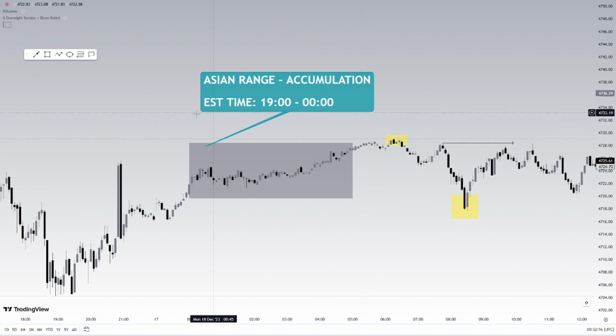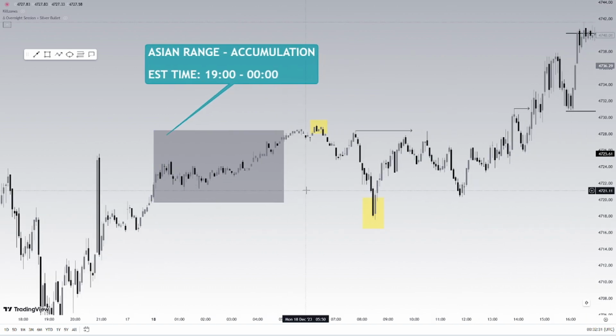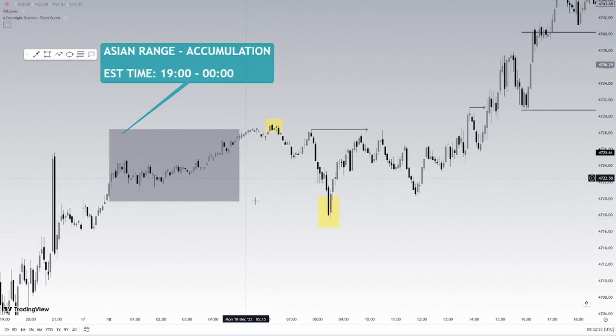But the Asian range is a low volume time of day, as we can see. And its purpose is to accumulate price. It's to build up liquidity, build up orders in this low volume time of day. Now, as we leave the Asian session at 5 a.m. UK time, what do we see here in the London session?